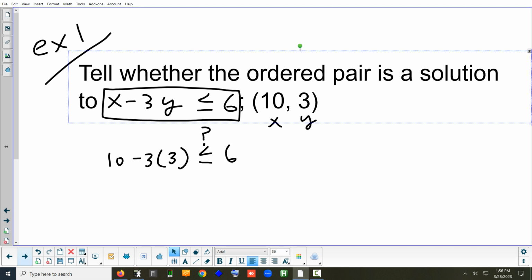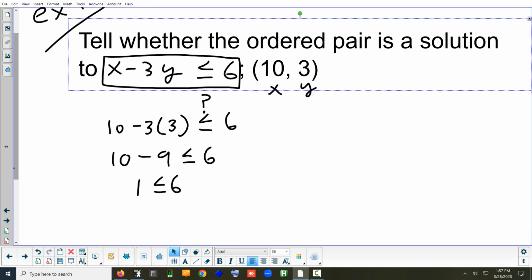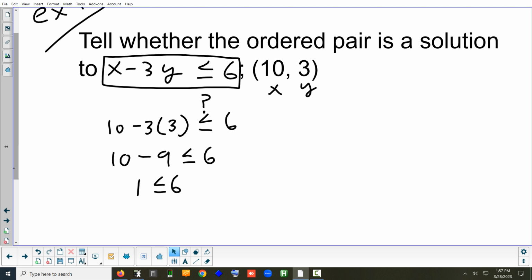Dorian, what can I simplify on the left? Multiplying the negative 3 times 3. And what's negative 3 times 3? Negative 9. And if I finish simplifying on the left side, 10 minus 9 is going to give me 1. Is that true? One is less than or equal to six. Melissa? So you think one is bigger than six? Yeah, that's true, right? One is definitely less than or equal to six. So tell whether the ordered pair is a solution. Yes, it is a solution.